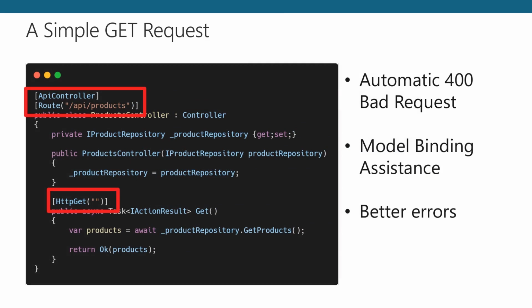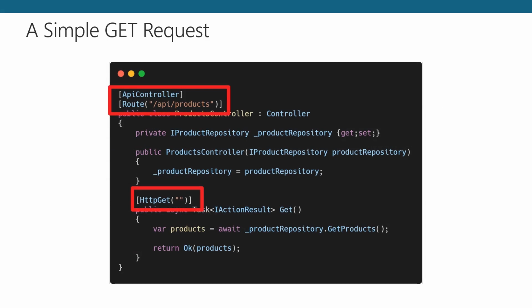Your eye is probably drawn to the decorators on the class and on the action itself. The API controller attribute is used to help give ASP.NET Core a heads up that you're specifically building an API. It'll do things like enabling automatic 400 bad requests if your model binding isn't valid. It will help assist you with binding data to models, and it'll also provide better error support and details when those occur.